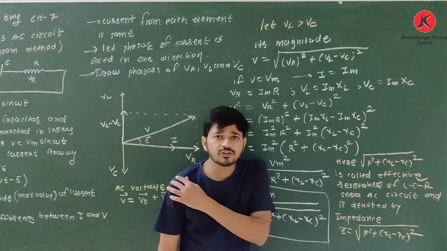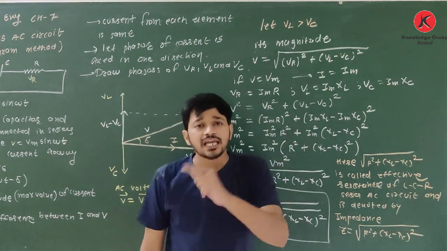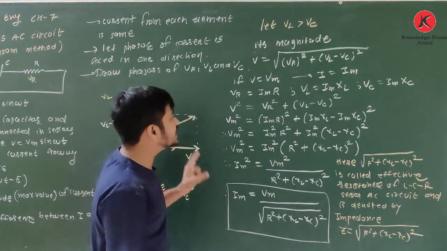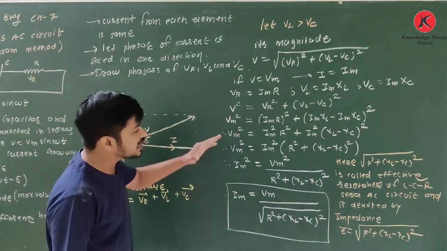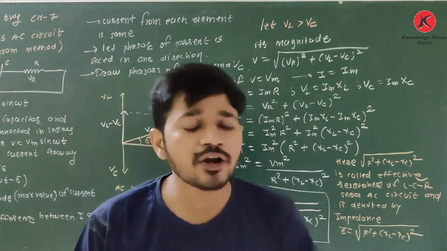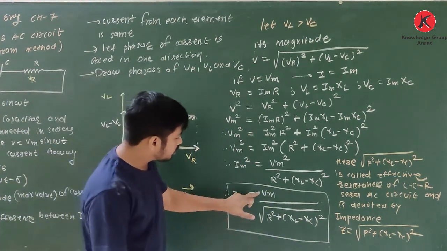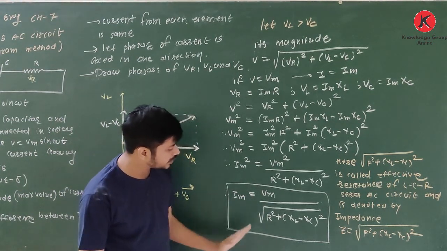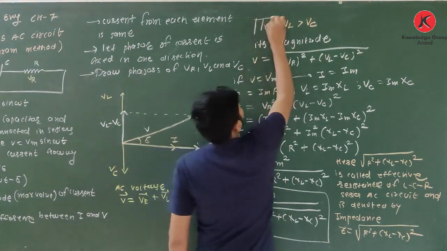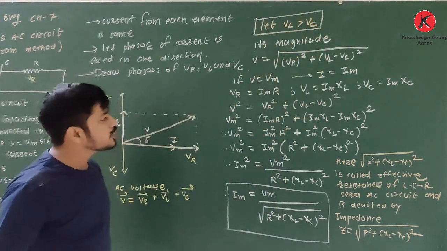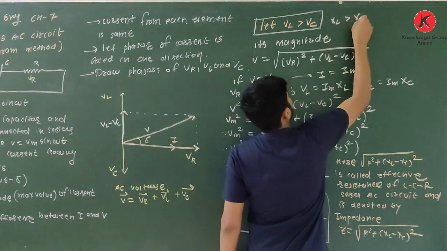Third, only capacitive circuit. So R and XL are 0, and Z is equal to only XC. So if you know the equation for the LCR series AC circuit, you can easily obtain equations for only resistive, only inductive and only capacitive circuit. Clear about this? So Im is equal to Vm upon under root R square plus XL minus XC whole square. But this equation is for when VL is greater than VC, or we can say XL greater than XC.